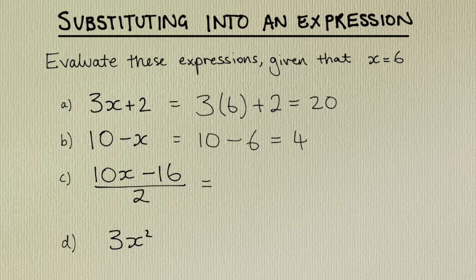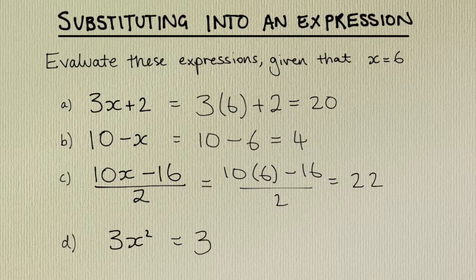In the next one, we've got a division and a subtraction. So we're going to have to take a few steps here. Start writing out your expression again. Put brackets where the x is. Write a 6 minus 16 divided by 2. Alright, so 10 times 6, that's 60. Take 16, 50, 44 divided by 2. That will be 22.